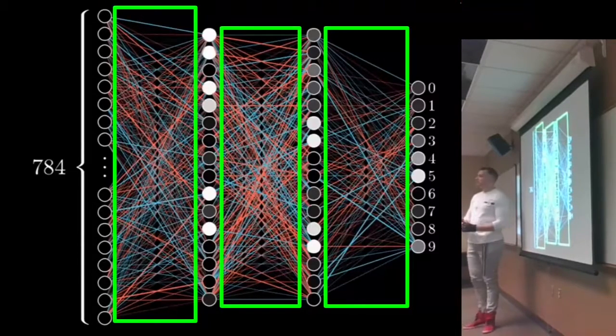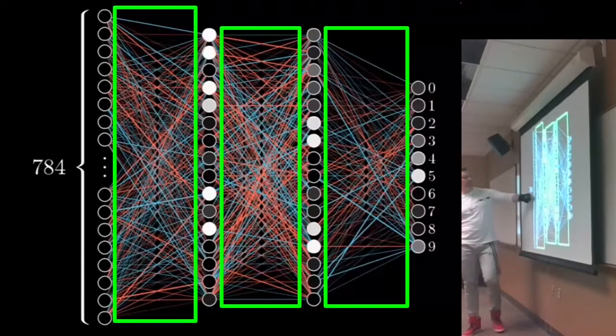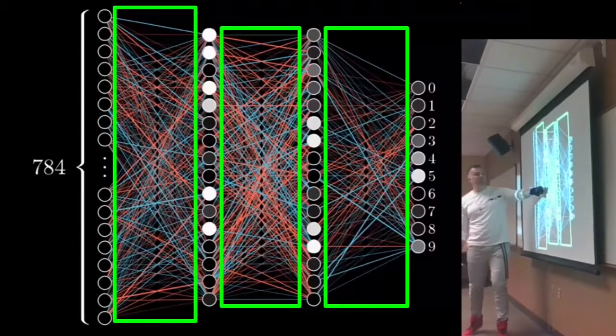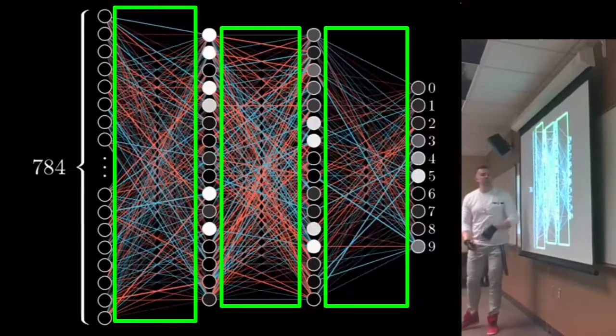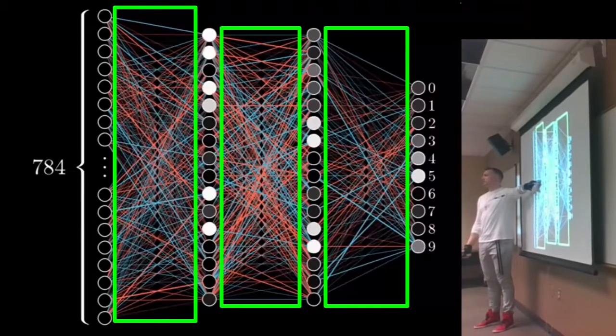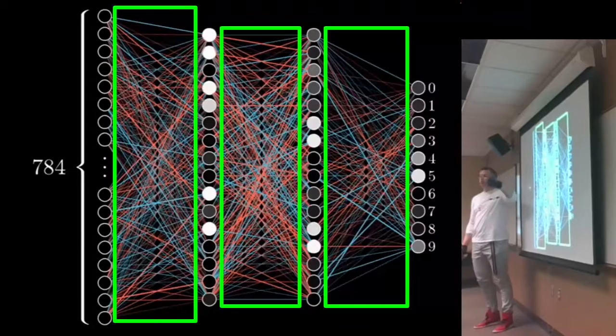A red connection is inhibitory. If the first node is activated, then that means that it'll actually inhibit the activation of that second node. It'll actually turn the volume off on that second node. And then the other thing to notice is that there's different thicknesses to these connections. That's a visual representation of the strength of the connection. So the thicker the line, the stronger the connection.